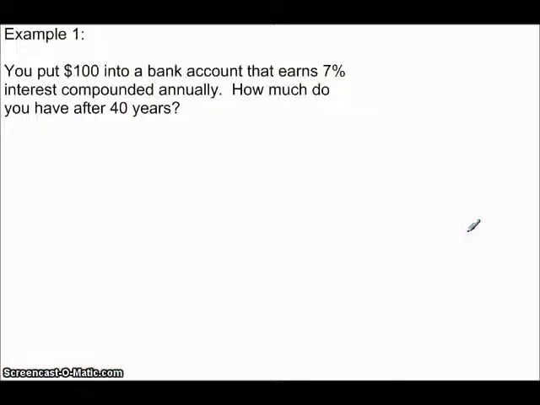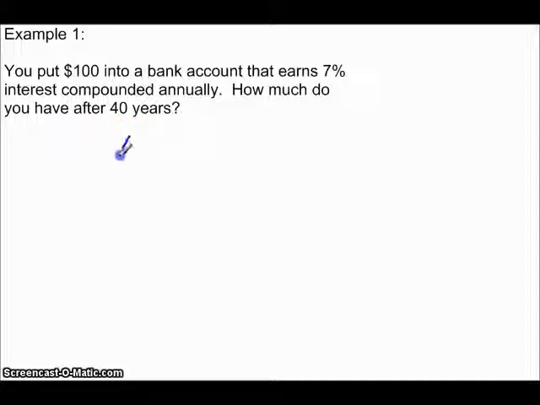Alright, so example 1. You put $100 into a bank account that earns 7% interest compounded annually. Compounded annually, that compound tells you that it's exponential. How much do you have after 40 years? So first of all, 7% on a bank account, you will never get that in the real world. You will get like 0.5%, but regardless, this is just an example.